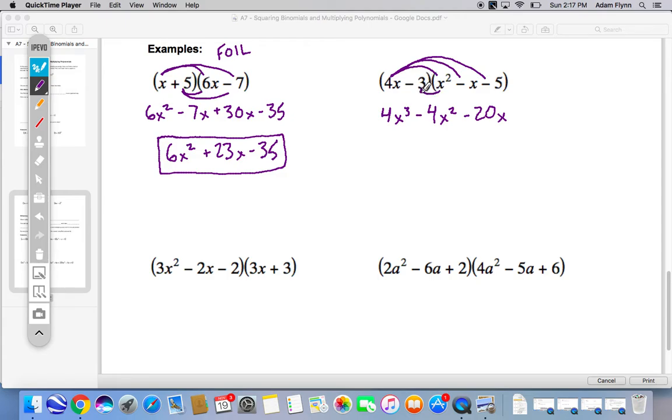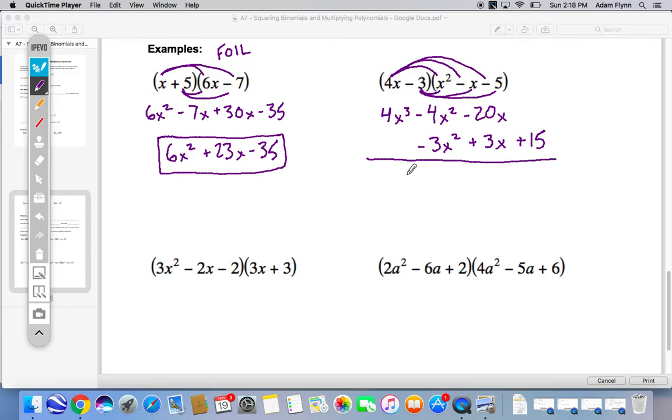So I'll draw these lines. So I have negative 3 times x squared, which is negative 3x squared. So I'll put that under my first quadratic term that I found. Now I have negative 3 times negative x. That's positive 3x. And now I have negative 3 times negative 5, which is a positive 15. So now all my information is stacked by degree.